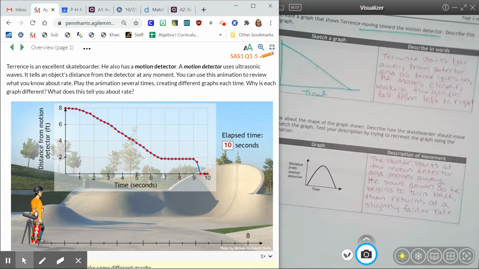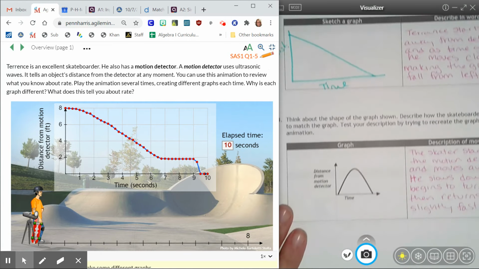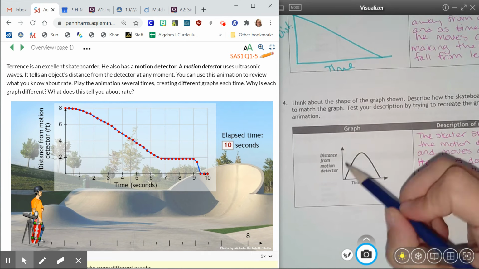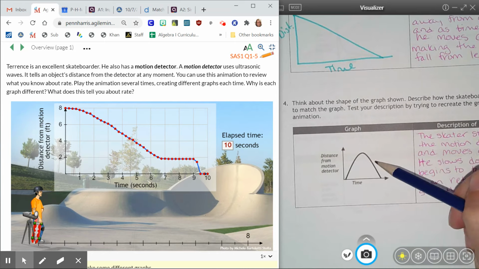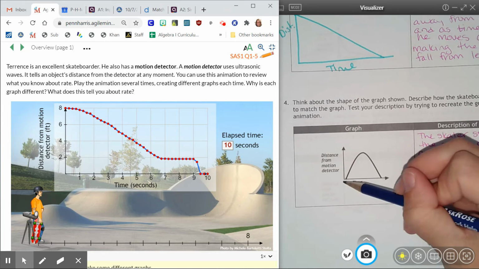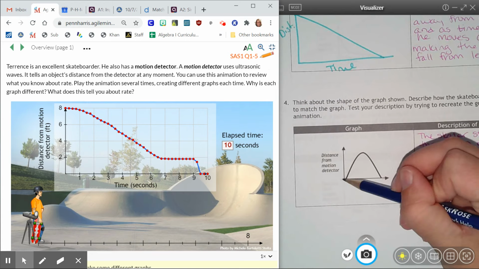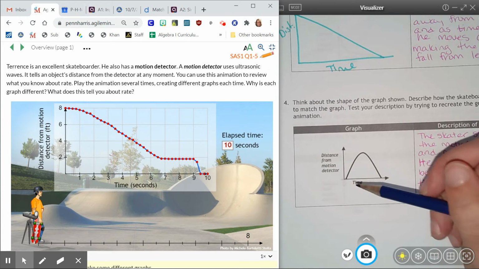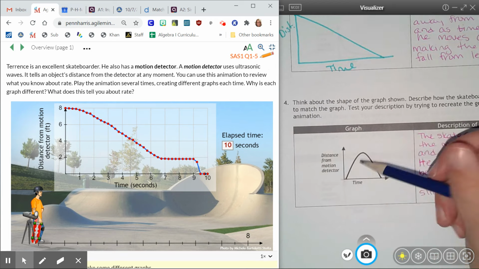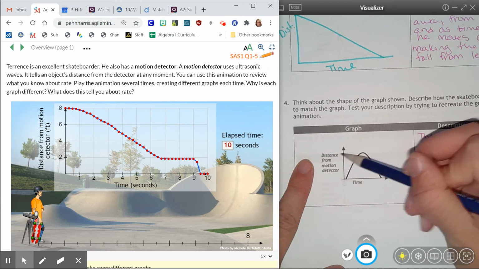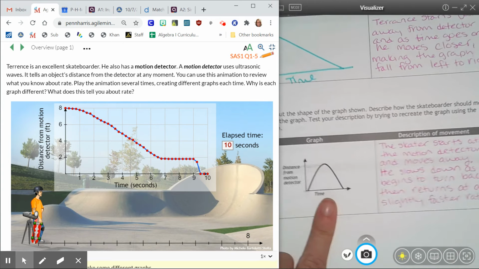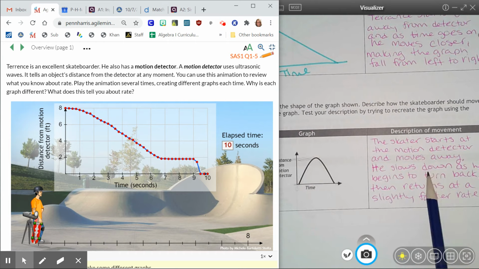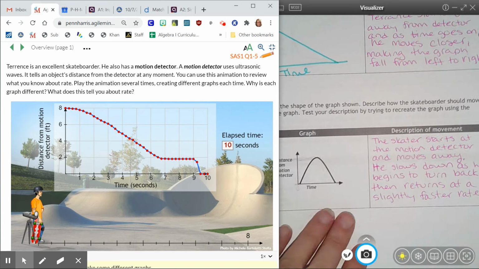Okay. So let's look at what this is. Let me zoom in for you guys here. Their graph says that he's starting down here, going up, and then coming back down. Again, he's starting down here at 0, meaning at 0 seconds, he is right by the motion detector. And then as time goes on, he gets farther from the motion detector, but then he comes back. Okay. So over here, I said the skater starts at the motion detector and moves away. He slows down as he begins to turn back and then returns at a slightly faster rate.